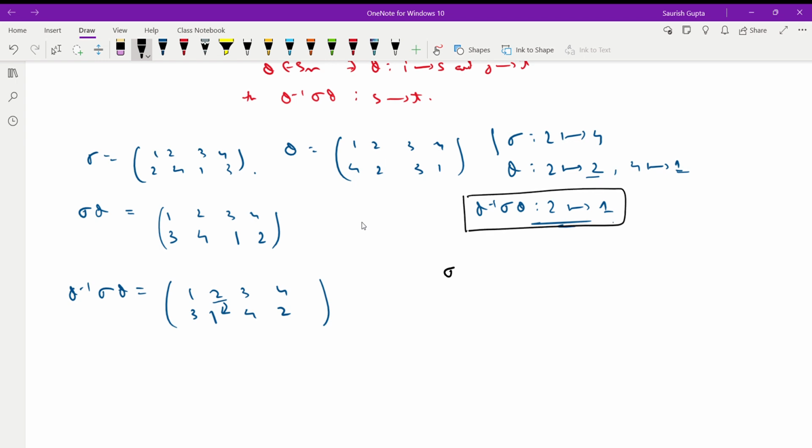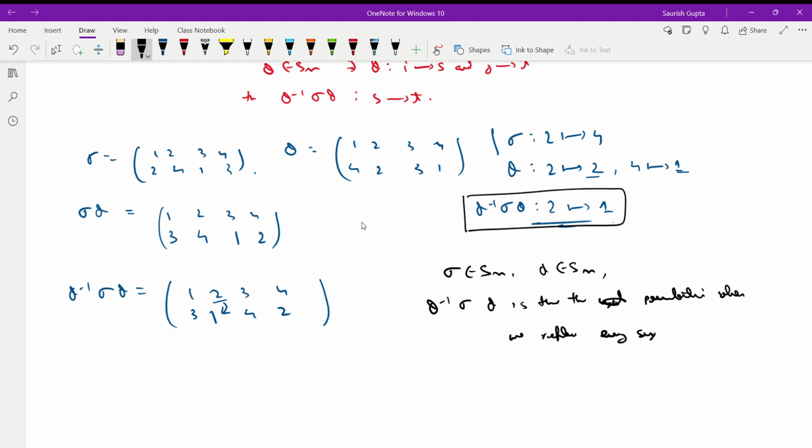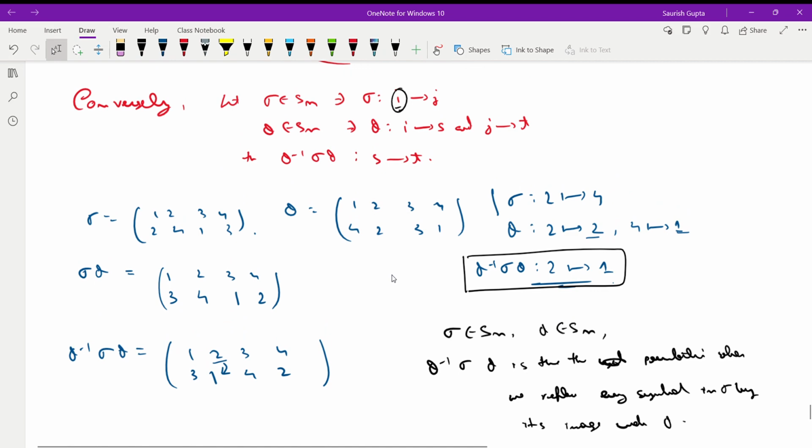If I consider an element sigma in Sn and theta in Sn, then theta inverse sigma theta is the permutation where we replace every symbol in sigma by its image under theta. So every symbol in sigma is replaced by its image under theta. That's what we are typically doing.